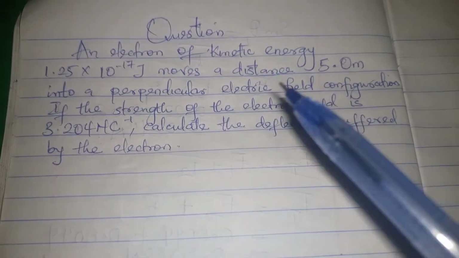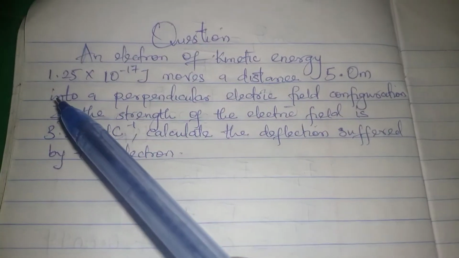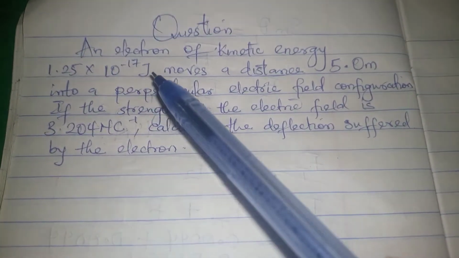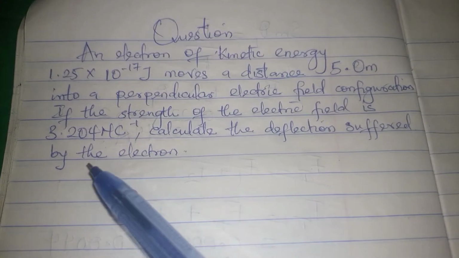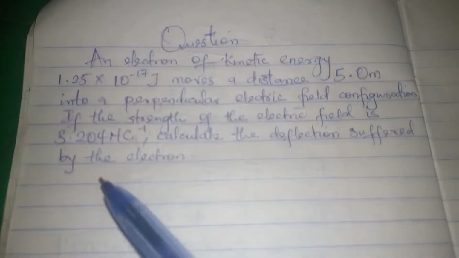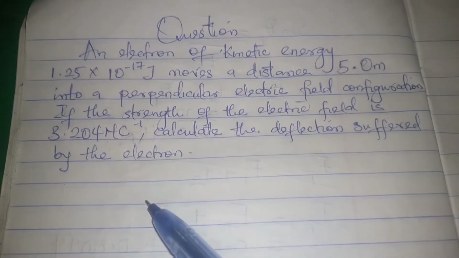Today I'll be dealing with a question that shows the interrelationship between kinetic energy, electric force, as well as some other important terms like the electric field itself. Here is the question in consideration. An electron of kinetic energy 1.25 times 10 raised to minus 17 joule moves a distance of this into a perpendicular electric field configuration. If the strength of the electric field is this, calculate the deflection suffered by the electron.